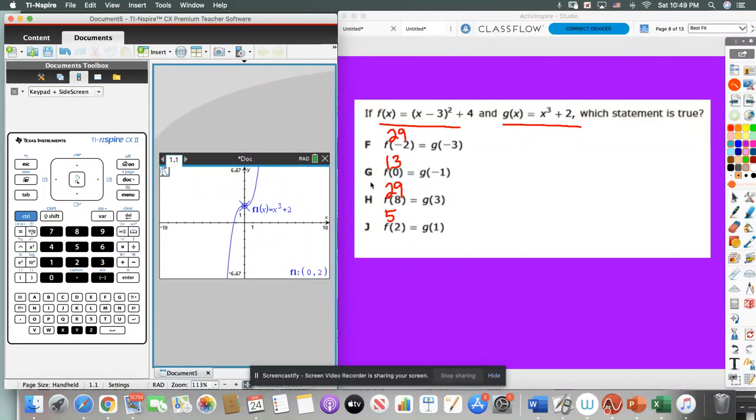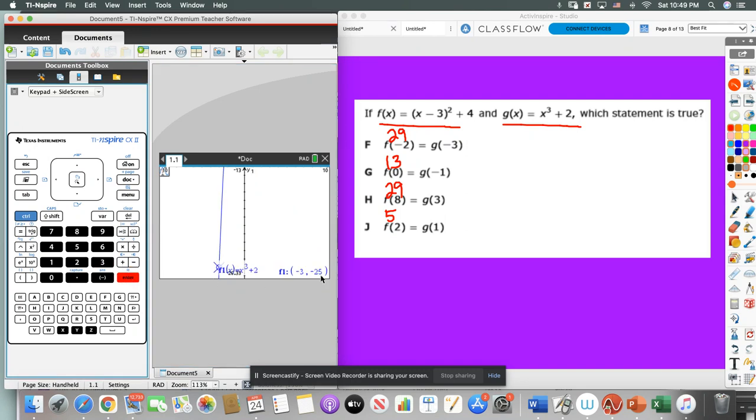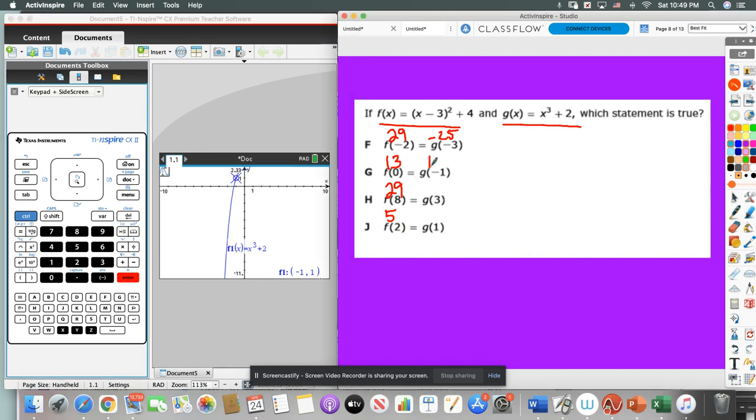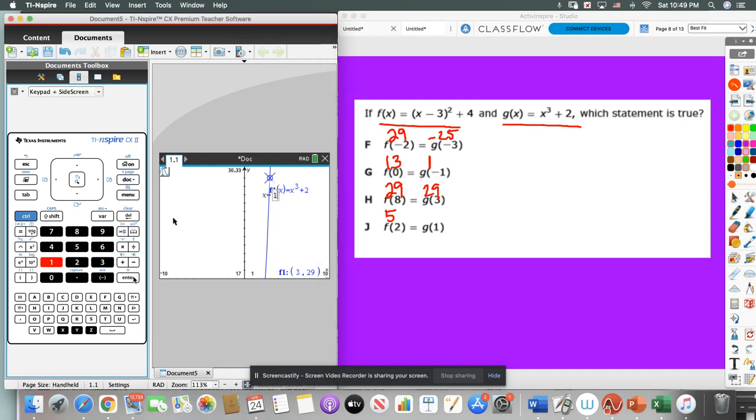Again, it doesn't matter what the graph looks like. I'm just plugging in a value. So I input negative 3, and the output is negative 25. I input negative 1. Output is 1. I input 3. Output is 29. And I input 1, and the output is 3.